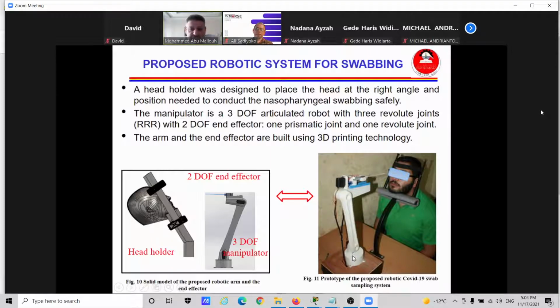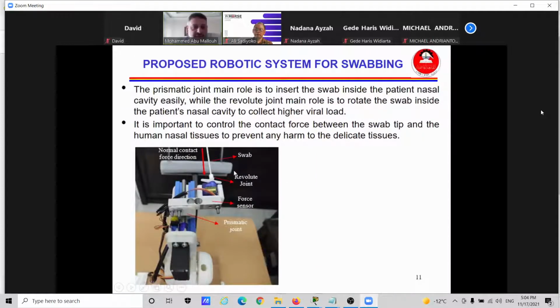So this is the 3 degrees of freedom. This is joint 1, 2, 3, and this is where we have the end effector, the 2 degree of freedom end effector, which basically consists of a prismatic and a revolute joint. And this is the head holder. This figure here shows the end effector in much more detail.